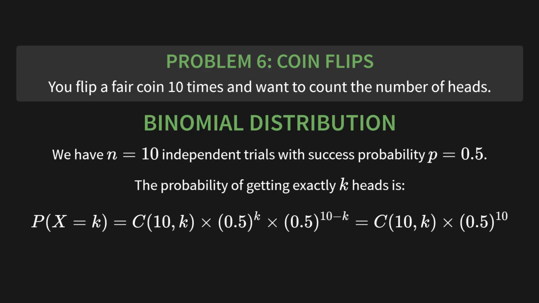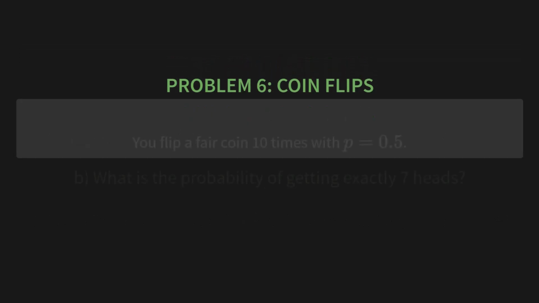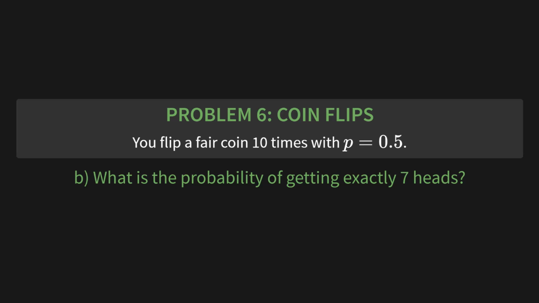It's C(10, k) times 0.5 to the power of k times 0.5 to the power of 10 minus k, which simplifies nicely to C(10, k) times 0.5 to the power of 10. Okay, so for part B, what is the probability of getting exactly 7 heads?